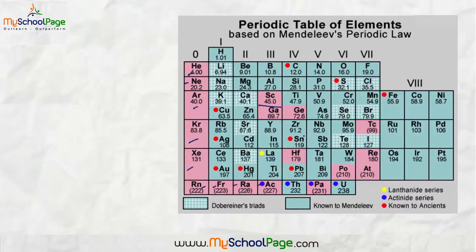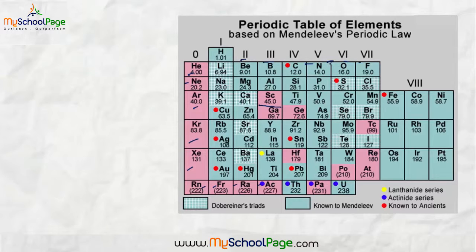Mendeleev knew only 63 elements at his time when he designed this table, and while arranging the elements, he did notice that the elements of similar properties came in the same group, and in order to obtain that periodicity, he had to leave some blank spaces in the periodic table.